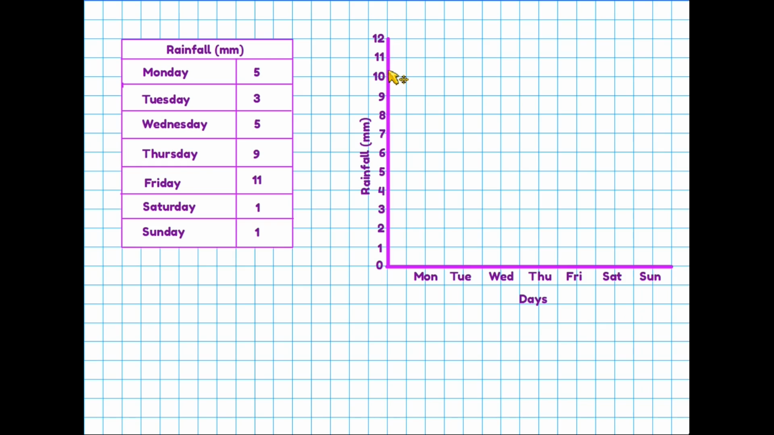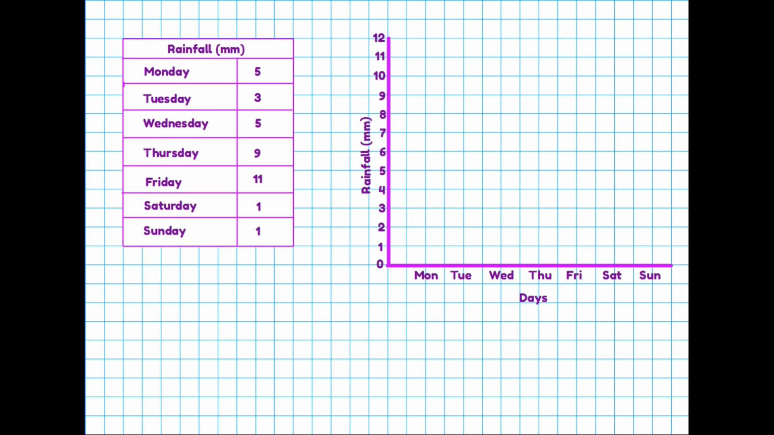Let's make sure we have the graph set up first before we actually start putting in the information. So along the bottom we have the days of the week, and don't forget the label to tell us exactly what they are. Up the side again we have the scale, and we have to make sure that the scale has numbers that go high enough to fit all the information that we want to put in there. Again, a label tells us it is rainfall and in millimetres.